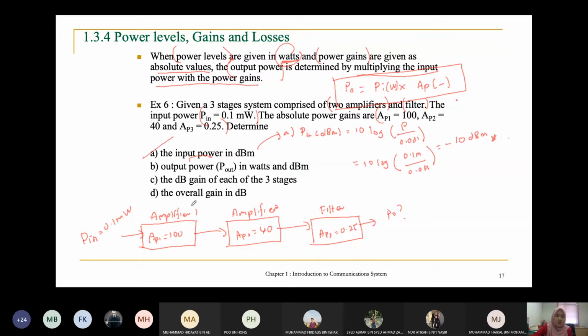So the next question, find the output power in watts and dBm. For P out here, to calculate P out, you can use this formula: P in multiply with the power gain. But you must make sure that the P in is in watts and the gain is in absolute values. For this example, there is no problem because you already have P in the unit watts, and the power gains are all in absolute values. So you can just directly use the formula.